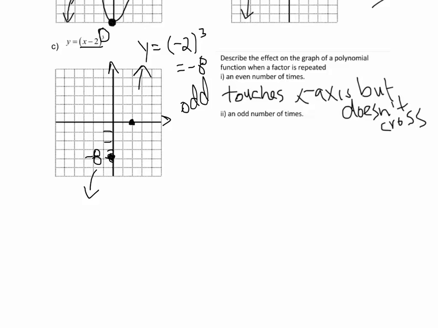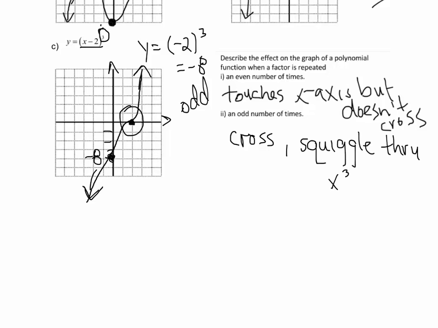When a factor is repeated an odd number of times, you can think of the function y equals x cubed. When that crosses the x-axis, it does so, but it kind of squiggles through. Anytime you have a factor that is repeated an odd number of times, it will cross the axis, but it's going to squiggle through. And that's for things like x cubed, x to the 5th, and so on. If you had just x, it would go straight through, because that is like our straight line.